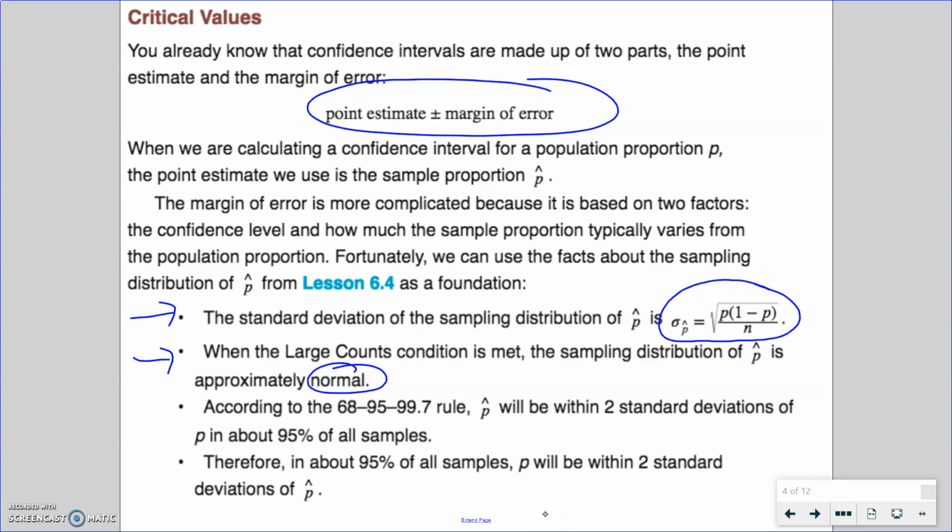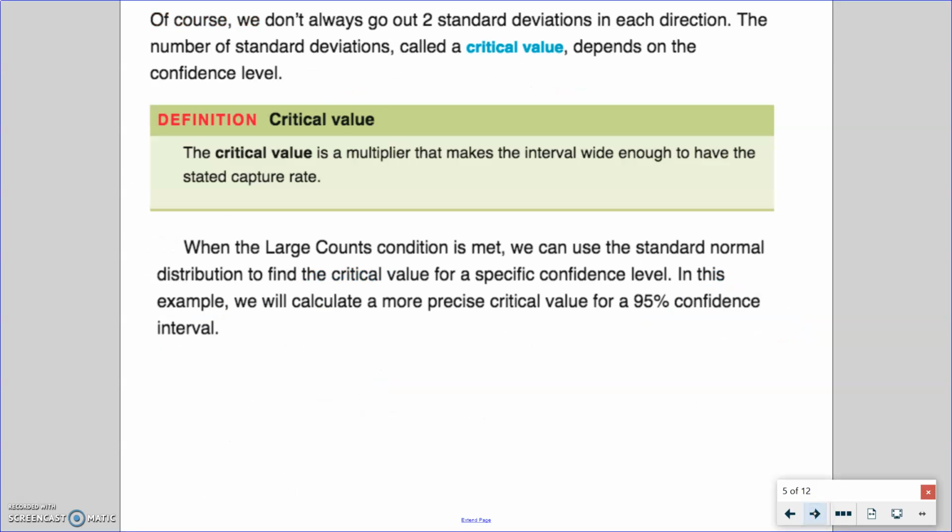And then these last two things, if you want to read through them, you can, but I feel like they might be kind of confusing without me explaining them. So let's skip to the example because I think that will clarify what I'm trying to get to a little better. Of course, we don't always go out 2 standard deviations in each direction. The number of standard deviations, called a critical value, depends on the confidence level. So here's what I mean by that.